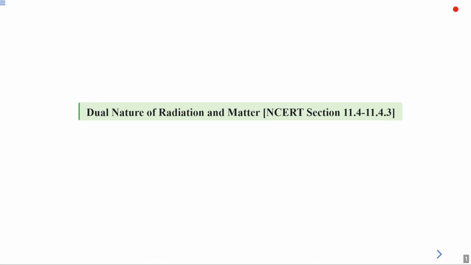Hello, students. In today's lecture, we are going to learn about dual nature of radiation and matter. NCERT section 11.4 to 11.4.